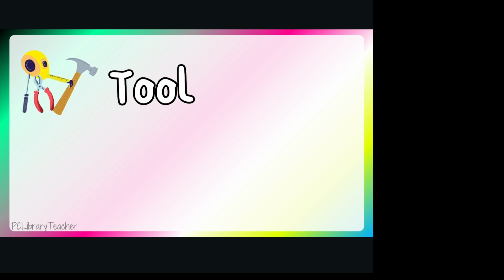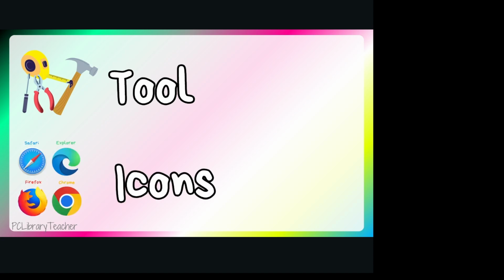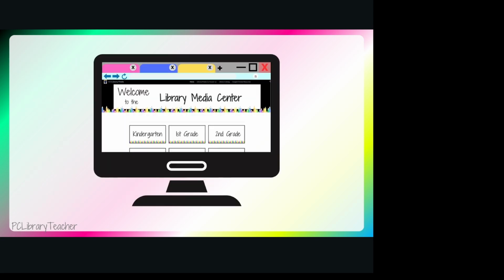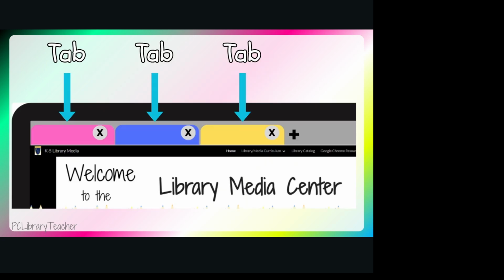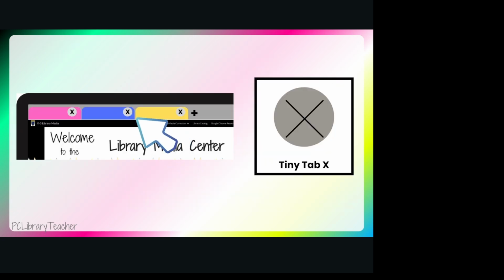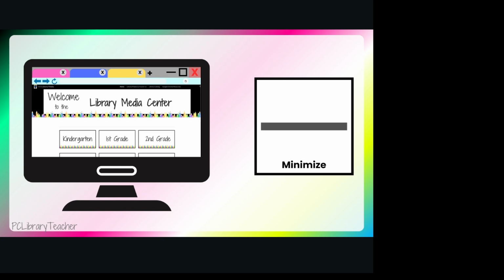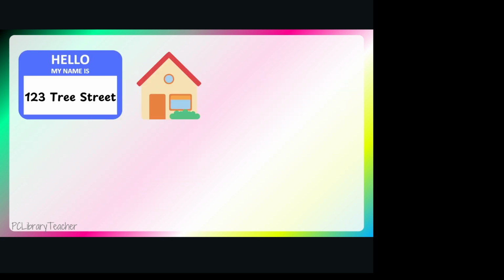So remember, an internet browser is a tool that lets you use a phone or computer or tablet to visit different places on the internet. There are different web browsers you can use. Each browser has an icon or picture that helps you recognize it. Internet browsers have different parts like tabs, tiny tab X's, maximize buttons, minimize buttons, and the big red X.